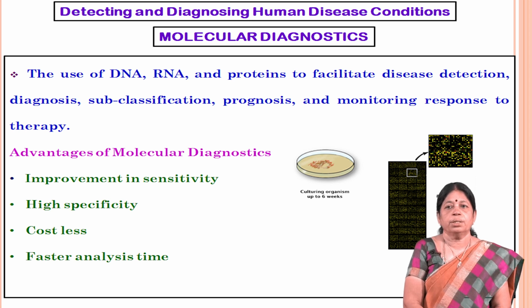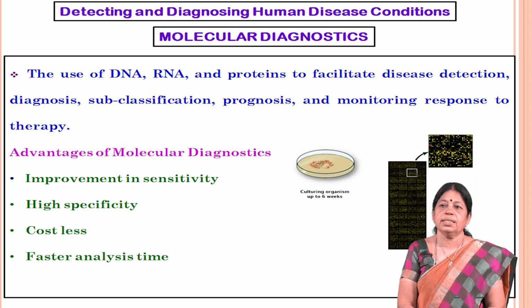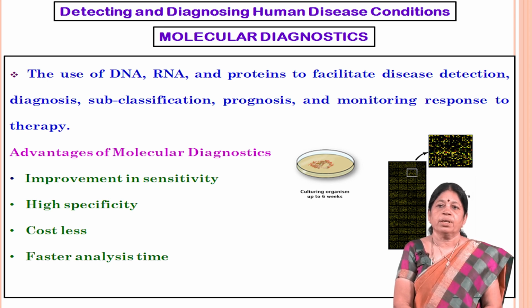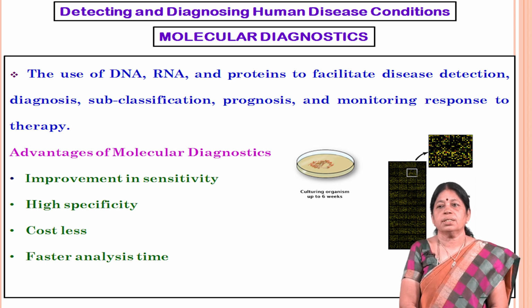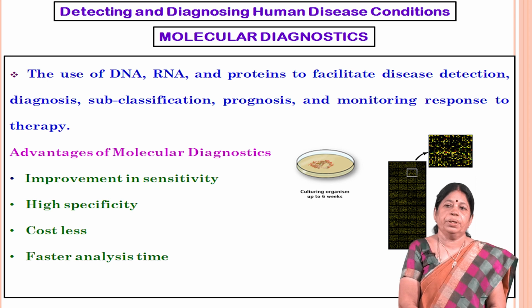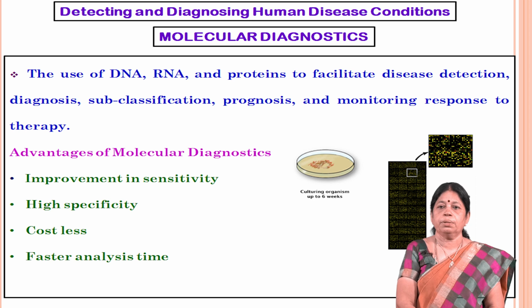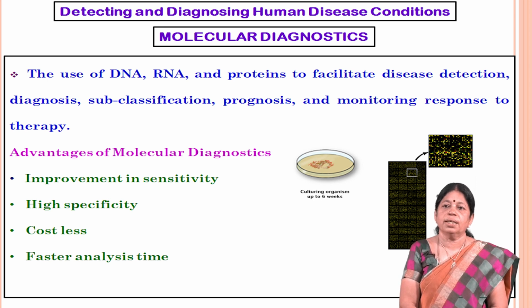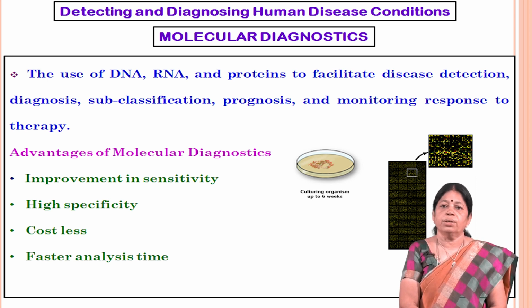diagnostics, because of the use of DNA, RNA and proteins to facilitate disease detection, diagnosis, subclassifications, prognosis and monitoring response to therapy. What do you mean by therapy? Therapy is nothing but the treatment. Here we are using gene therapy for various disease diagnosis and also for curing diseases.